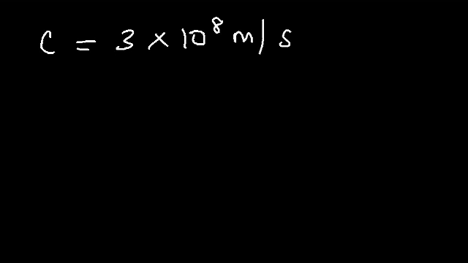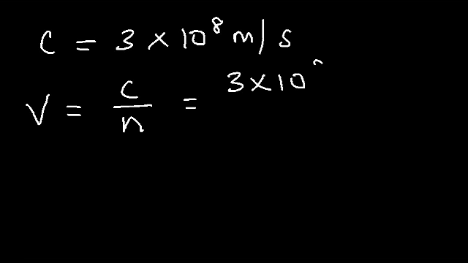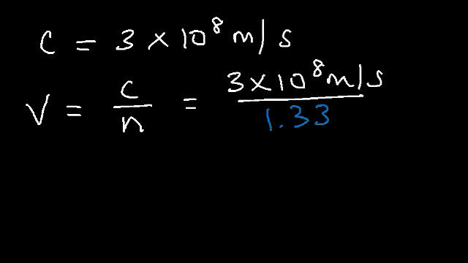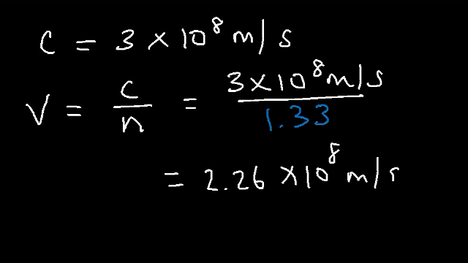There's an equation that can help you to calculate the speed of light in a material. It's v equals c over n. So if you want to find the speed of light in water, it's going to be the speed of light in a vacuum, which is 3 times 10 to the 8, divided by the index of refraction of water, which is about 1.33. So therefore, the speed of light in water is about 2.26 times 10 to the 8 meters per second.